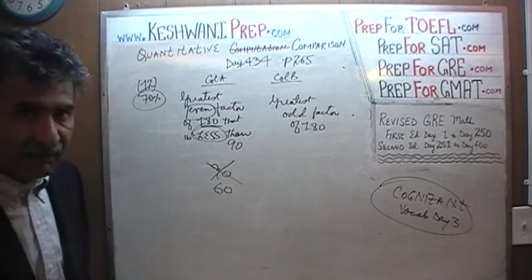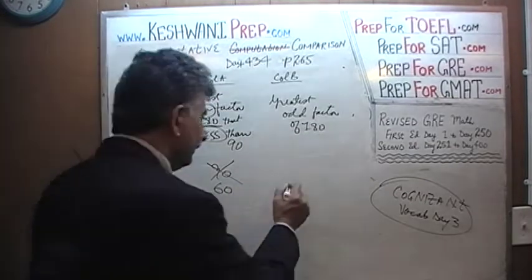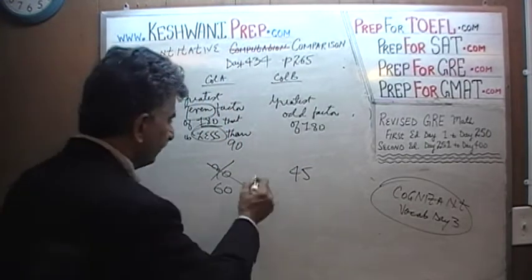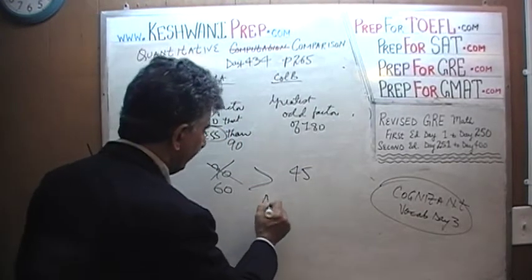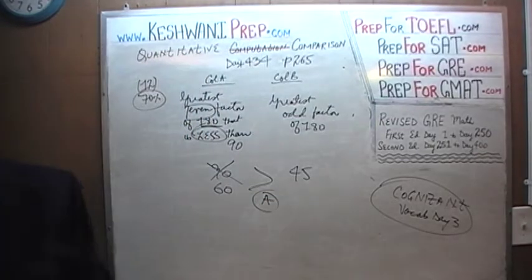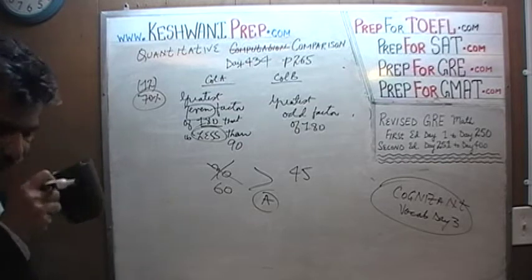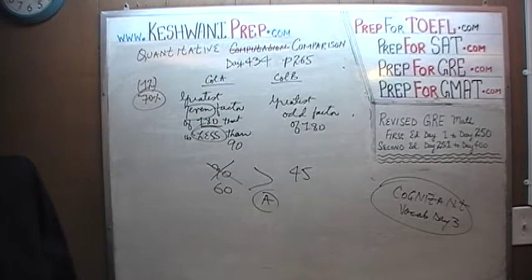The greatest odd factor of 180 is 45. That's all there is. And of course, 60 is more than 45. The answer is A. That's how simple it is. There's nothing to it. Do you understand? Let's do the next problem.